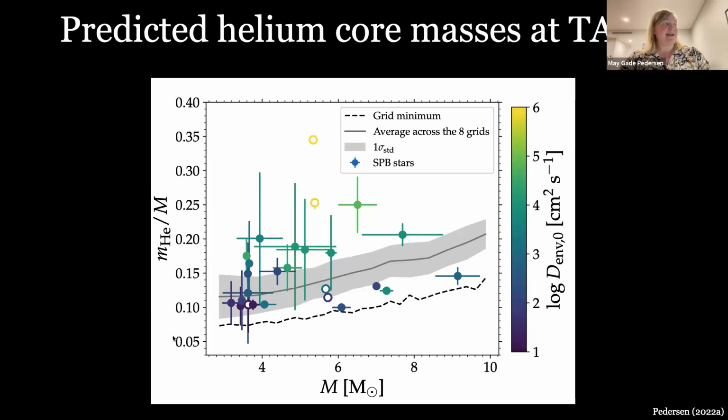What I want you to take away from this plot is essentially that there tends to be a correlation: the higher the amount of envelope mixing we have, the higher the helium core masses will end up being at the end of the main sequence evolution.